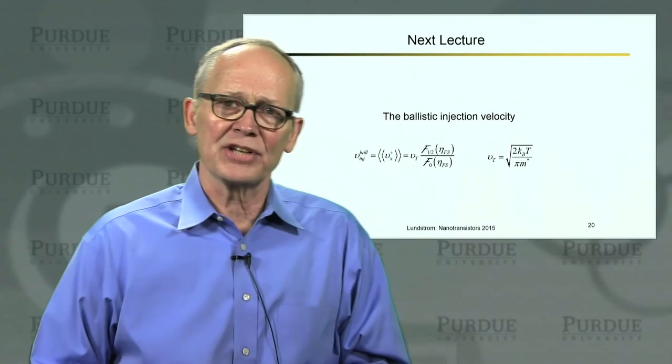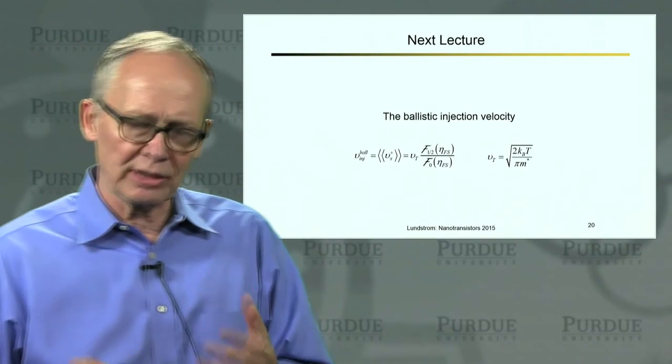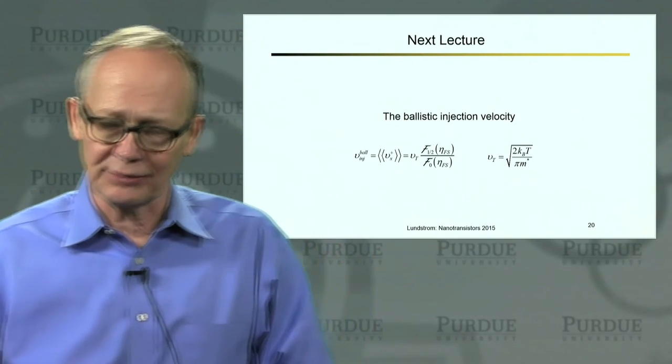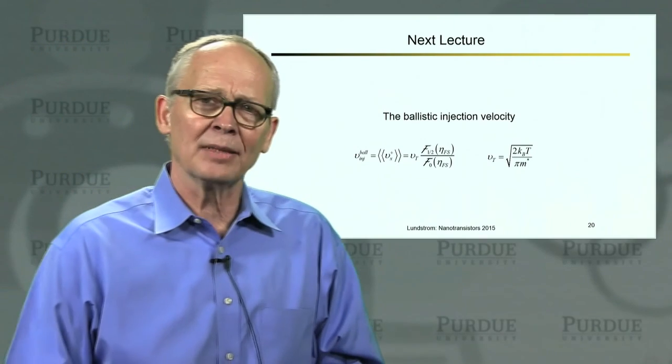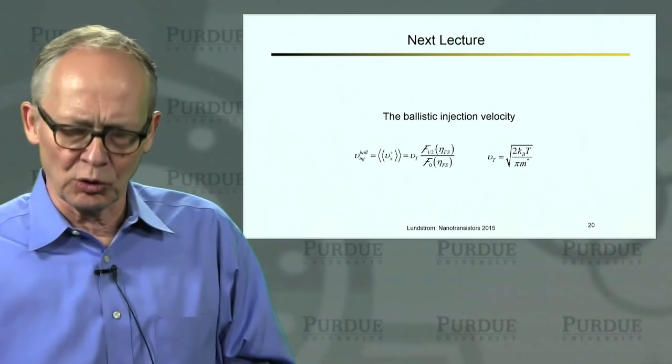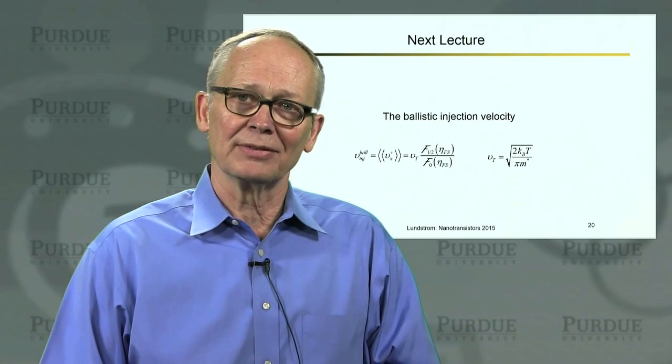So this ballistic injection velocity is really a critical parameter that controls the on current of a MOSFET. And it's something that I would like to talk about a little more, and we'll make that the subject of the next lecture.